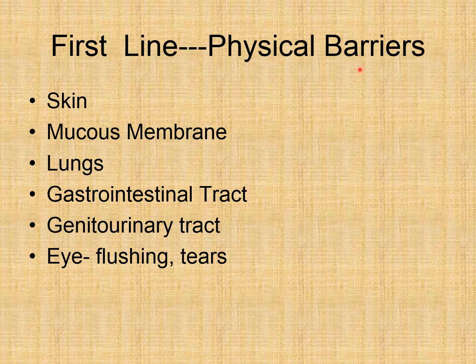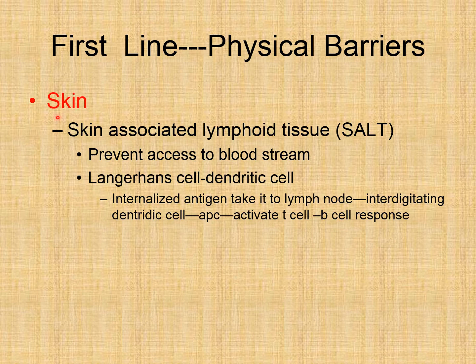Physical barriers are part of the first line of defense and include skin, mucosal membrane, lungs or respiratory tract, gastrointestinal tract, genitourinary tract, and eye. Skin is one of the most important physical barriers of a host.